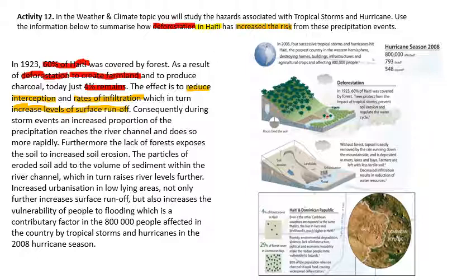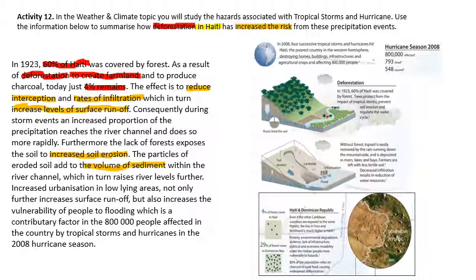So first of all, the rainfall will reach the river channel more rapidly. Second of all, it exposes the soil to increased soil erosion. The particles of that eroded soil will add to the volume of sediment within the river channel, which in turn raises river levels further. Basically, I started off highlighting little bits, but pretty much all of the rest of this answer is giving the reason for that increased risk of flooding.